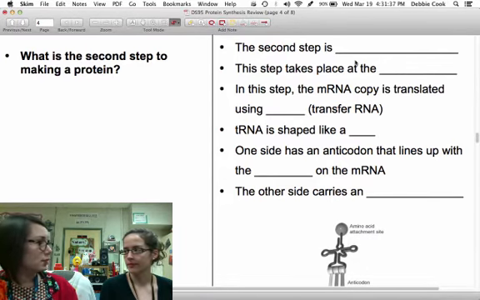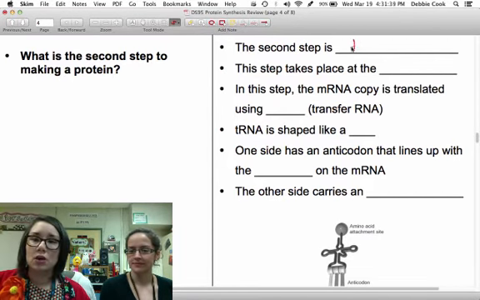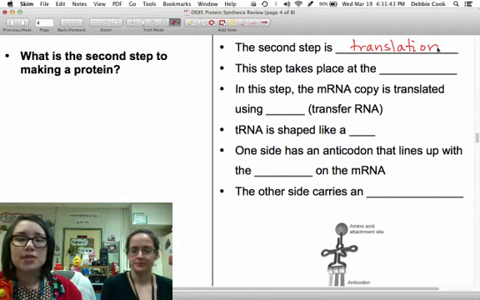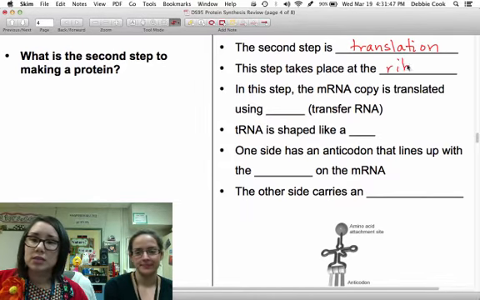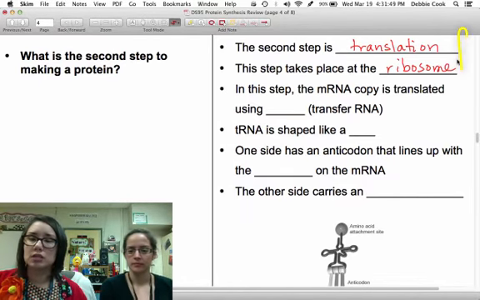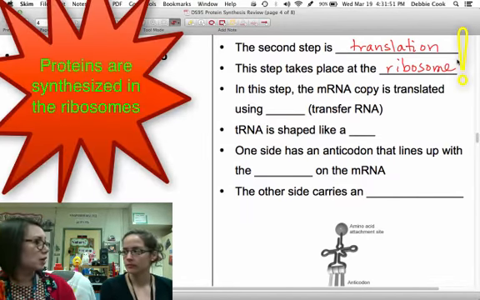And what's the second step of protein synthesis? Translation. All right, so I'm going to go ahead and write translation in my first blank line. And this step takes place where? At the ribosomes. And that should make sense to everyone because the process of translation is the process of making proteins. And we know that proteins are only made at the ribosomes.